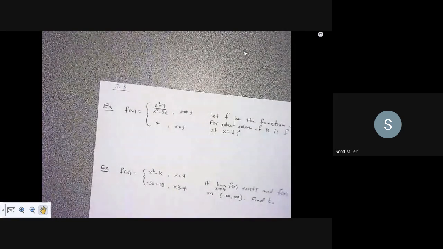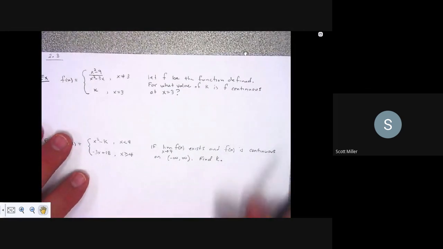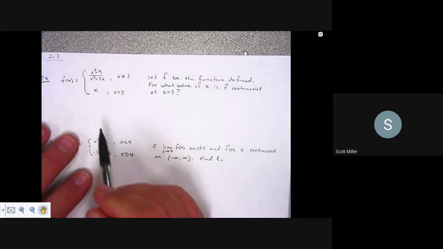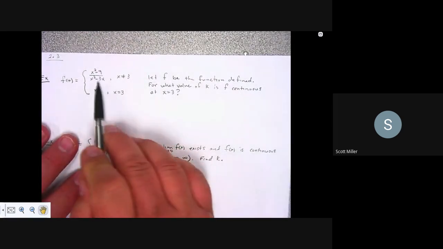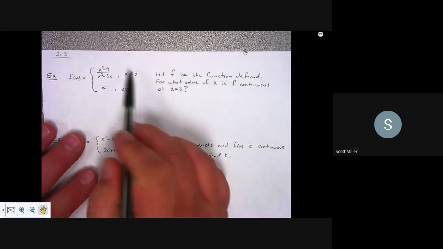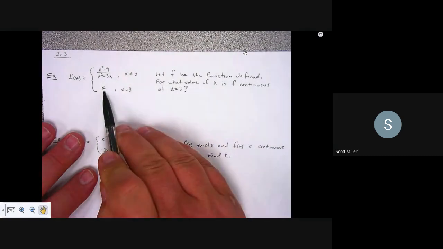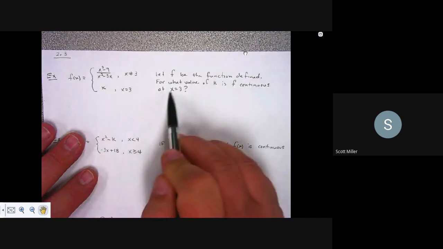So I have an example now that I want to look at, to establish the kind of problems you're going to be asked to do. Just this one up here, and then we'll do the next one. Here is a function. We can see that it is a piecewise function. Let f be a function defined as shown. For what value of k is f continuous at x equals 3?